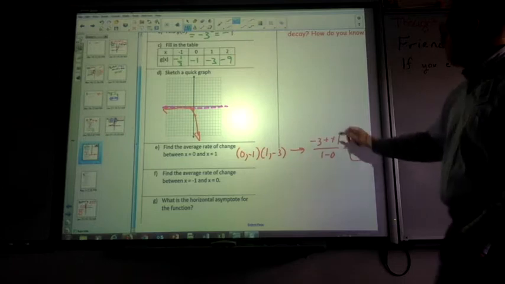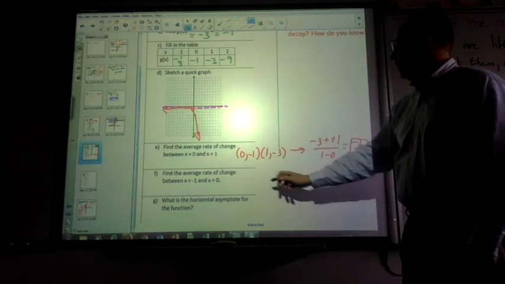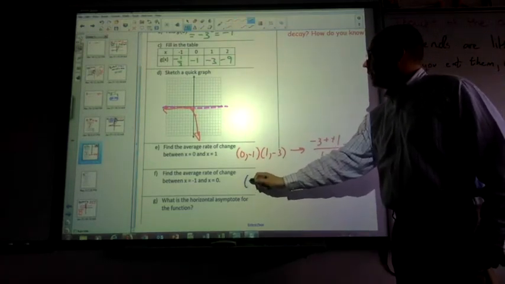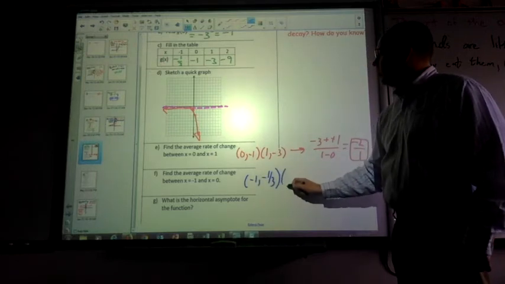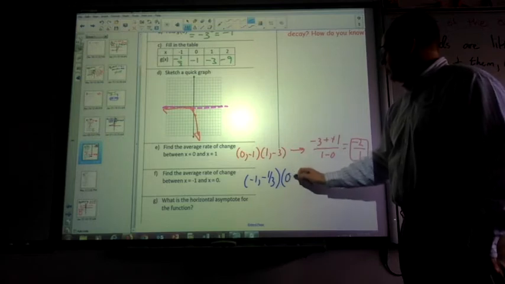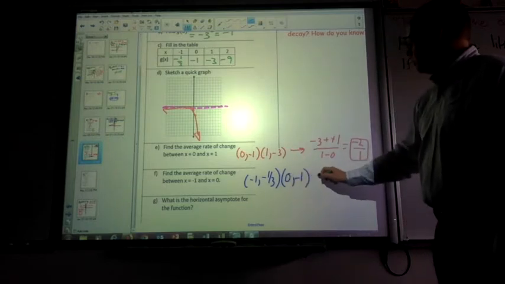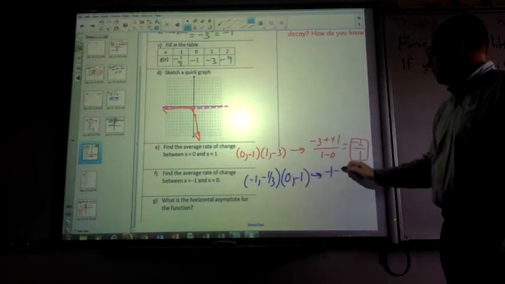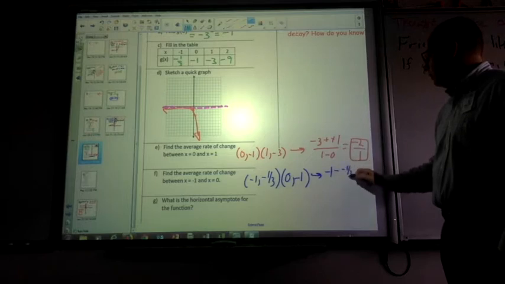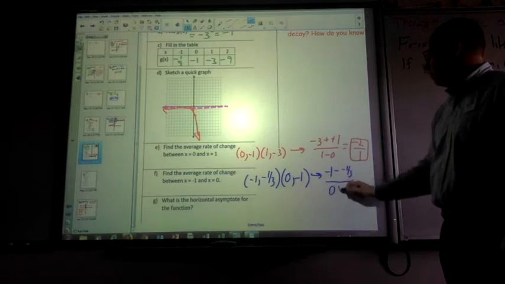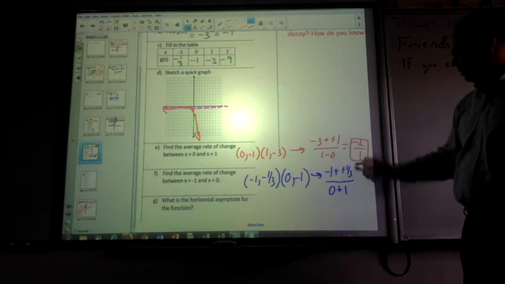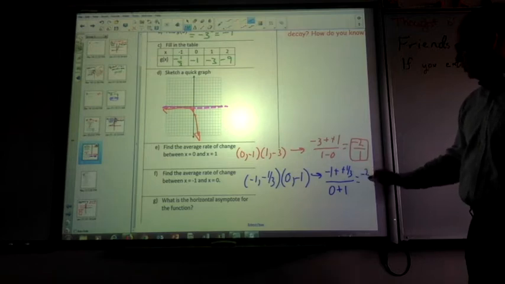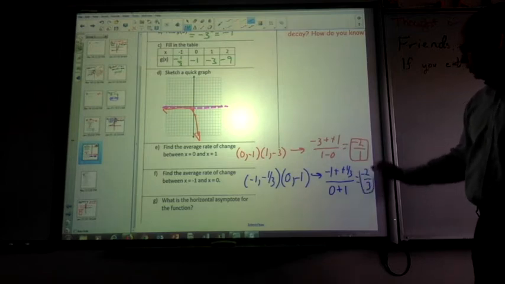That's that slope. But if I find this slope here, I get negative 1 comma negative 1/3. And then 0, negative 1. So that's going to give me negative 1 minus negative 1/3 over 0 plus 1. So that's plus plus. On top, it's going to give me negative 2/3 over 1, which is negative 2/3. Take a look at the slopes. Are they the same?